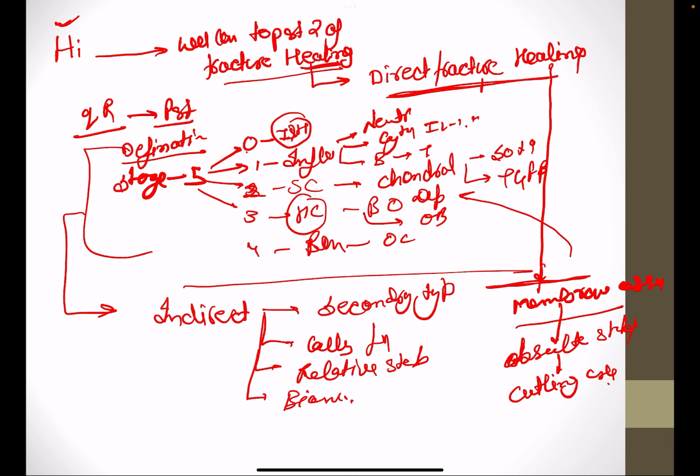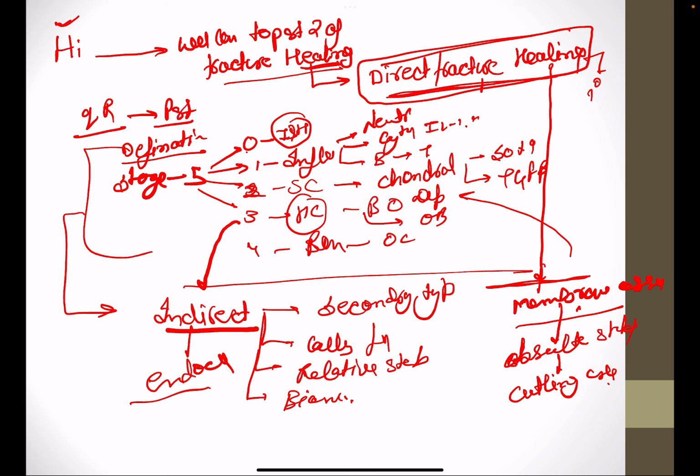Indirect fracture healing occurs by endochondral ossification, while membranous ossification occurs in direct fracture healing. Direct fracture healing is also called the primary kind of fracture healing. So this is essentially what we're going to talk about in this video.